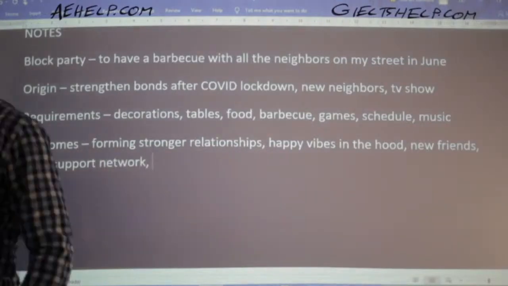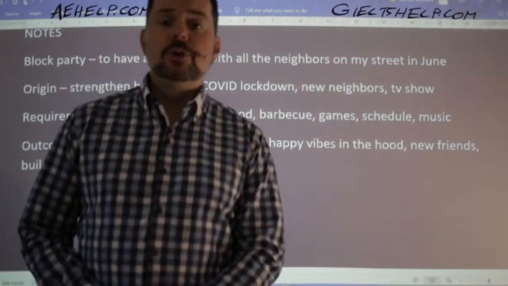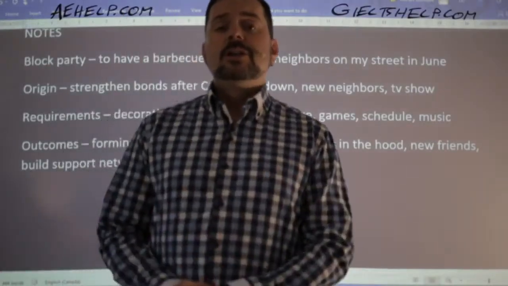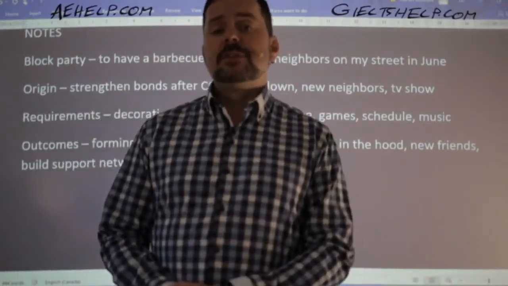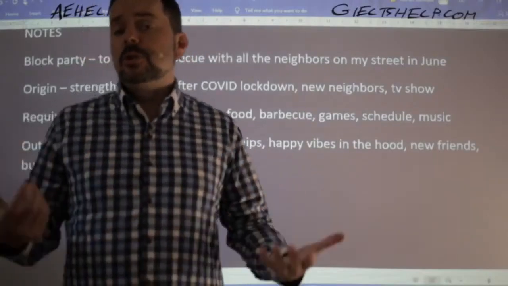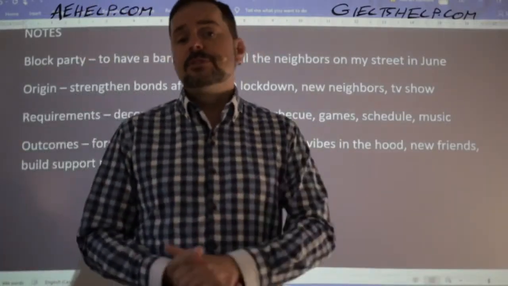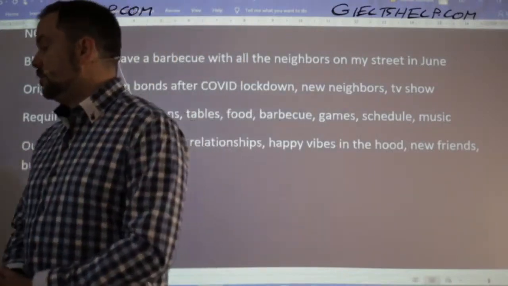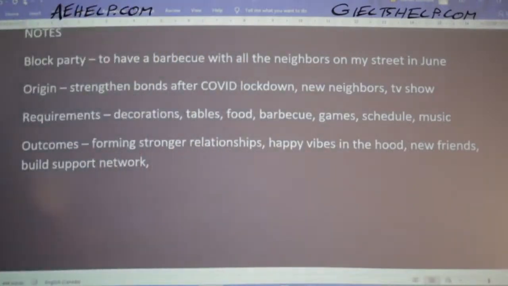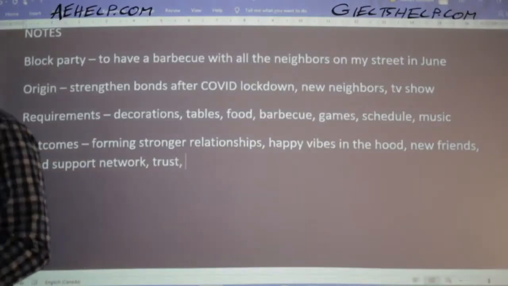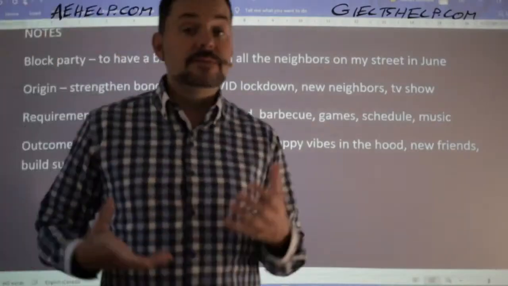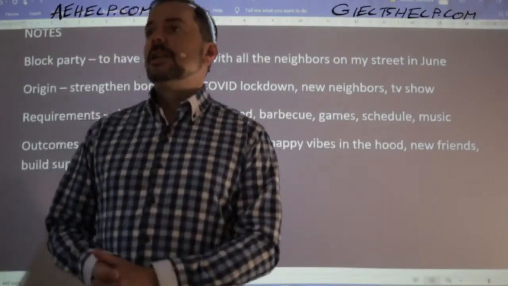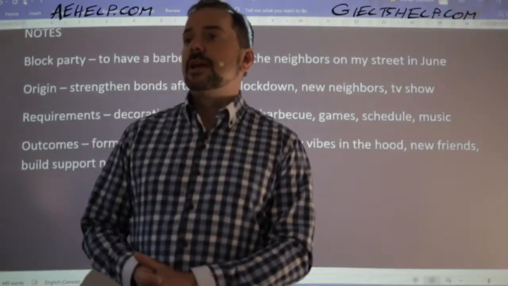You build a support network, right? Your car battery dies. You want to go to your neighbor to ask for their help to start your car. Now you're more confident. You know that they have jumper cables. They're willing to help. You know which neighbor is home. So you build trust and support among your neighbors. That's very, very important in life.